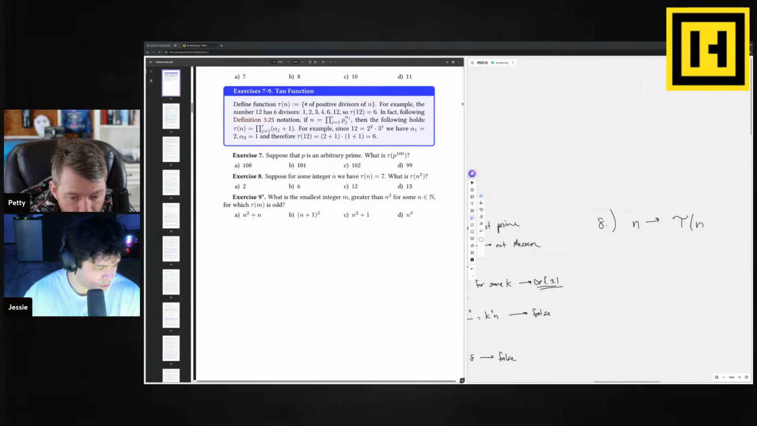It's B. Never mind. Yeah. Exercise 8. Suppose some integer n. We have tau of n equals 7. What is tau of n squared?